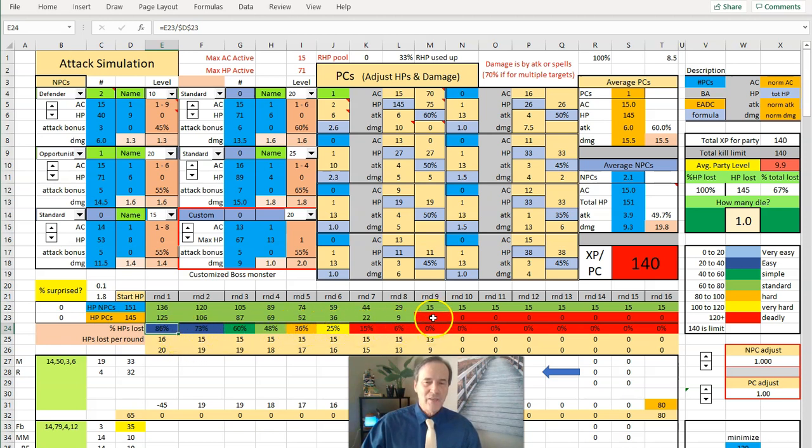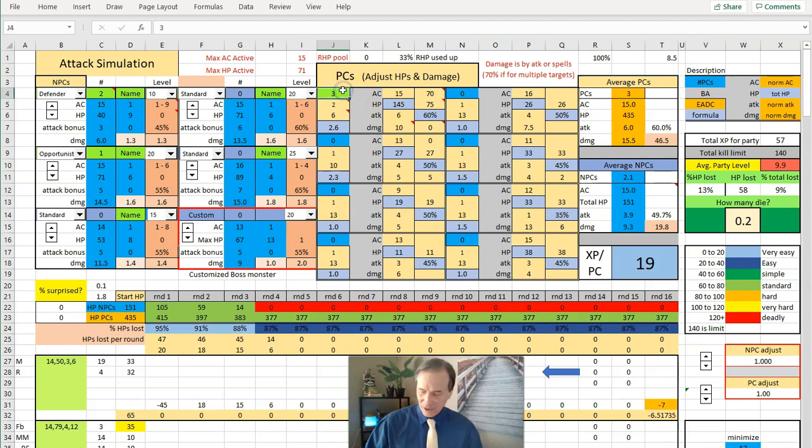You can see in this battle, they've gone all the way down to zero. So they've got 0% hit points left. Because this is too tough. The battle is just too tough. I'm going to take this up to three PCs. I will say two. I think that'll be better. Yeah, well, maybe let's make it a little tougher.